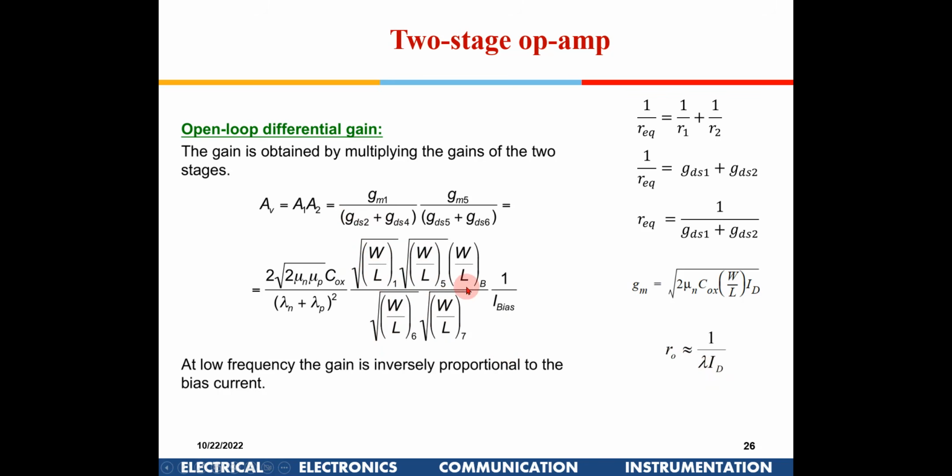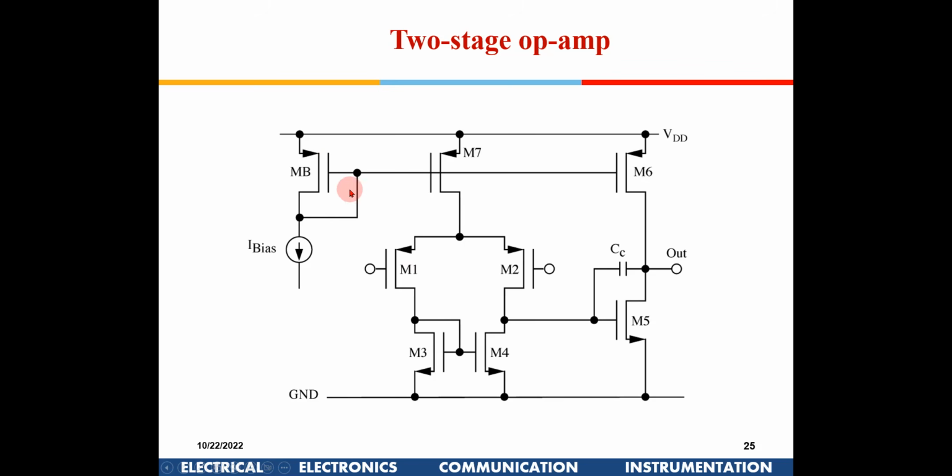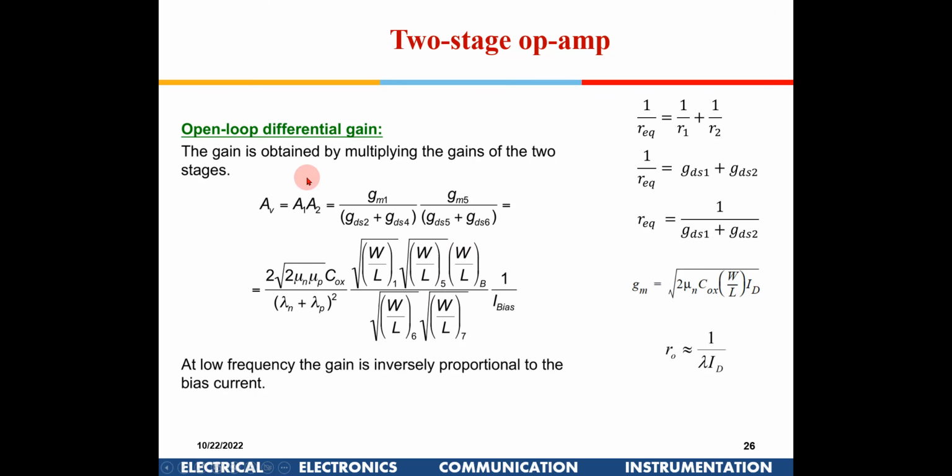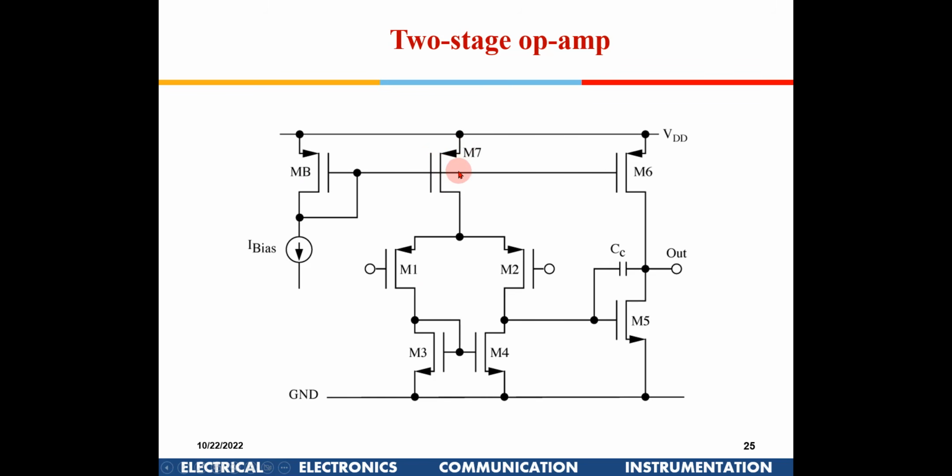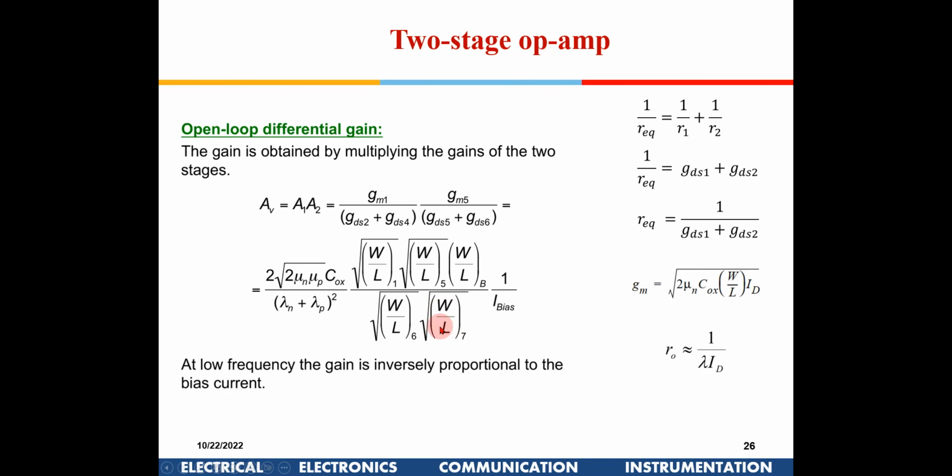And where does this W by L ratio come from? Because this is a current mirror, right? So the ratio, this is I bias. So what will be this current? This current will be I bias into width of M4 divided by width of MB. So that W by L of B, W by L of M7 will come, right? So that is why this term has come here like this. Okay, so just substitute that and you will get this answer.